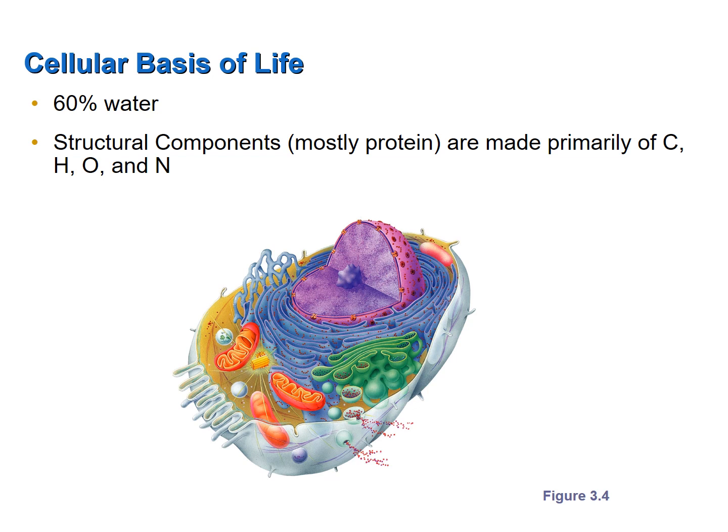The cell contains about 60% water, so like the human body in general, the most abundant substance in a cell is water. The structural components of a cell are mainly composed of protein, therefore the most abundant elements found in a cell are carbon, hydrogen, oxygen, and nitrogen.